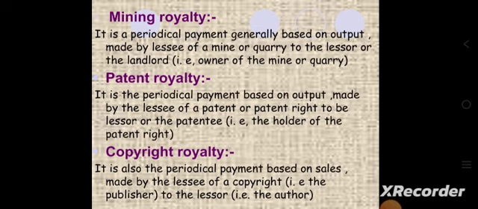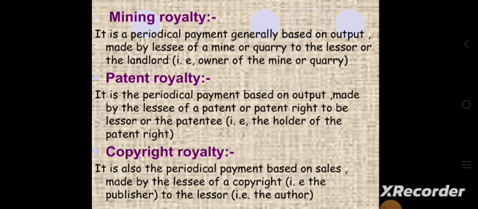Okay. So next one, patent royalty. It is the periodical payment based on output made by the lessee of a patent or patent right to the lessor or patentee. So for example, by the publisher in publishing business to authors of books for having been allowed to publish the books.